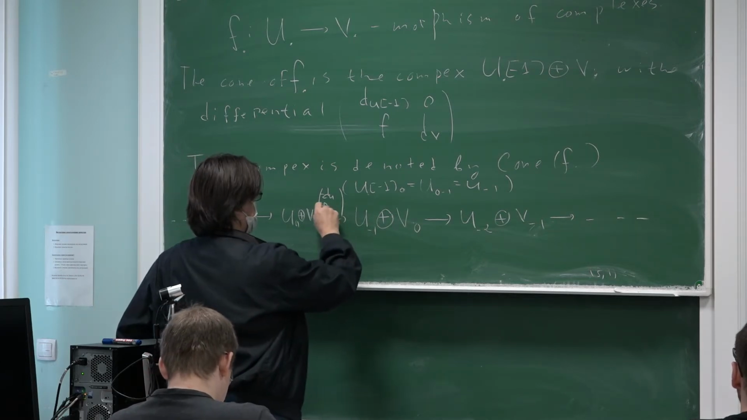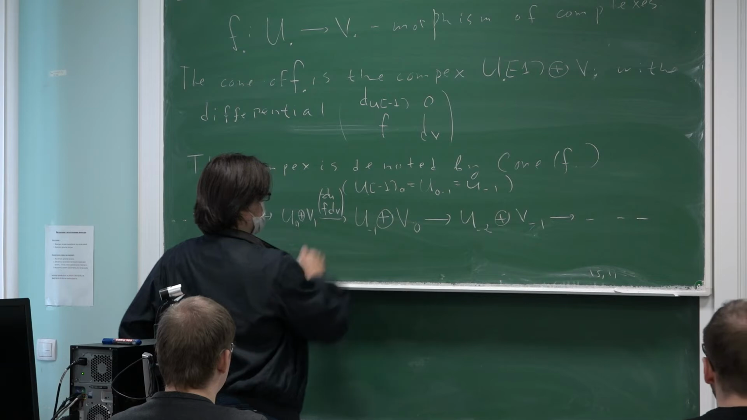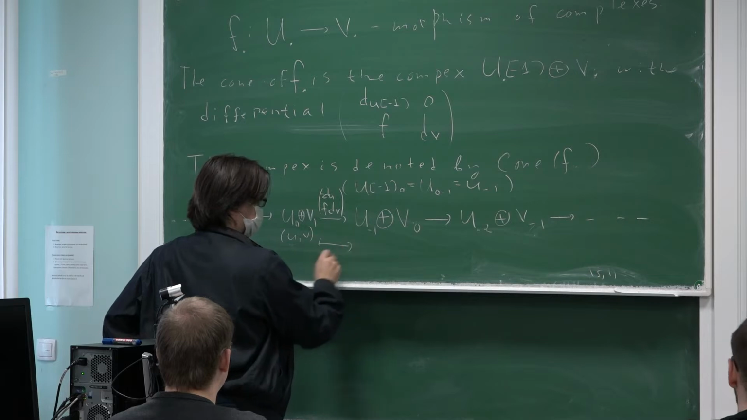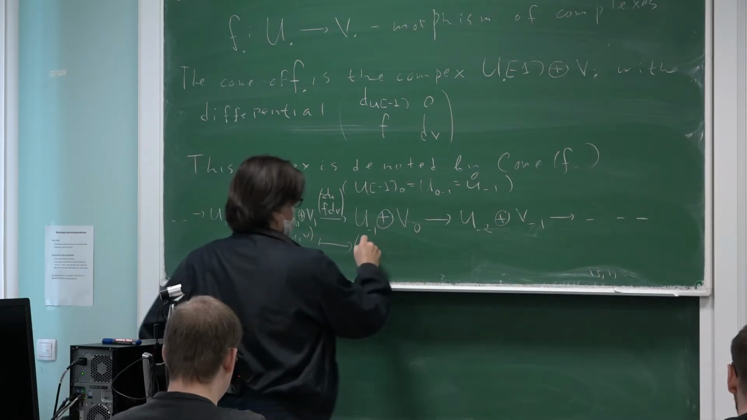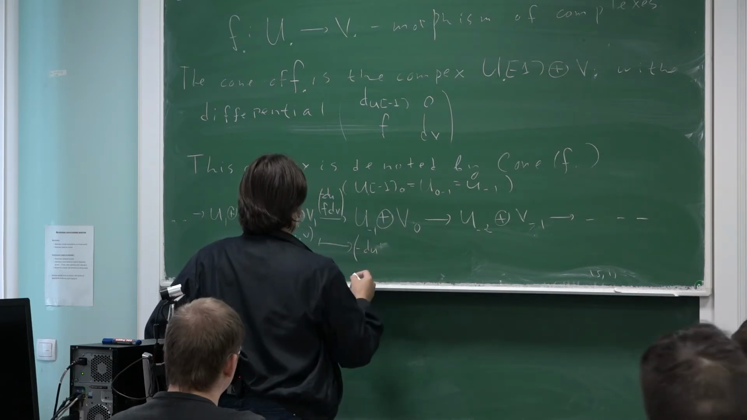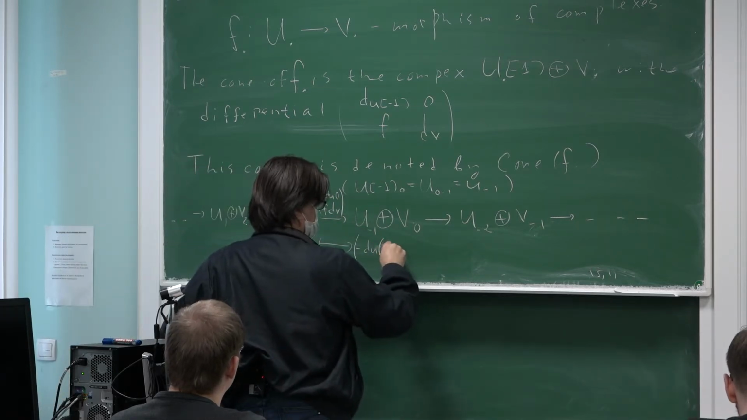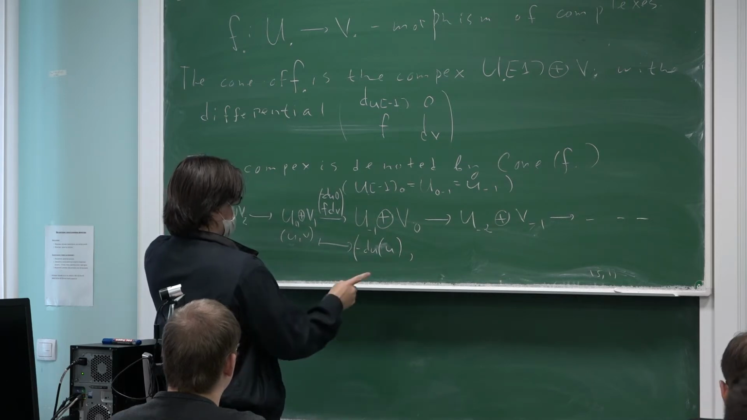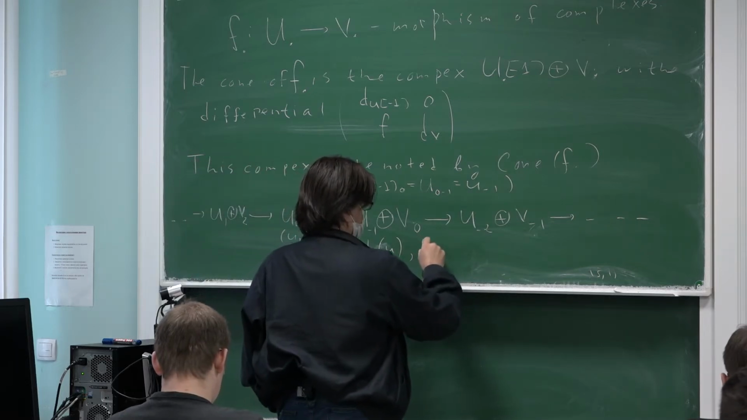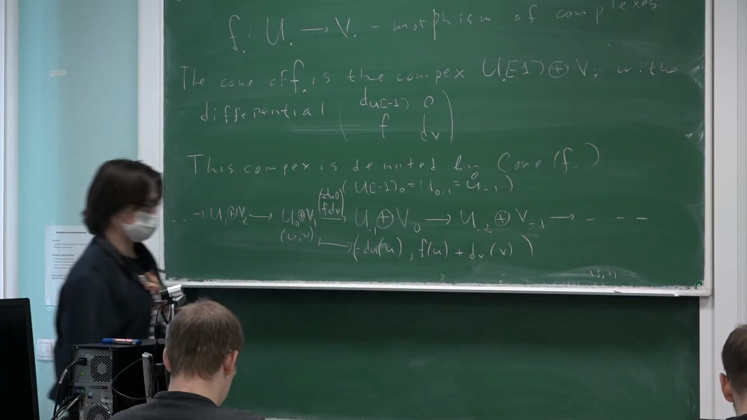So here f, and here dv. In this way, if you have some (u, v) here, it goes to minus du of u, and there it is f of u plus dv of v. Yes.